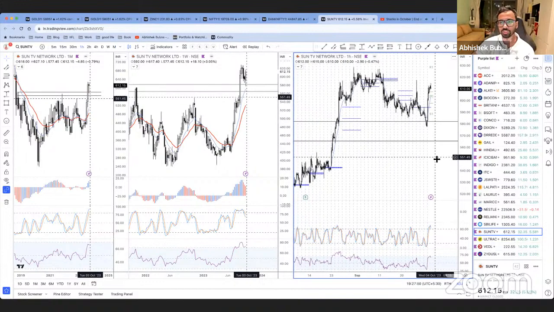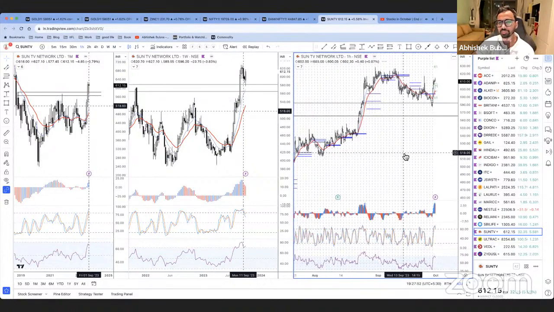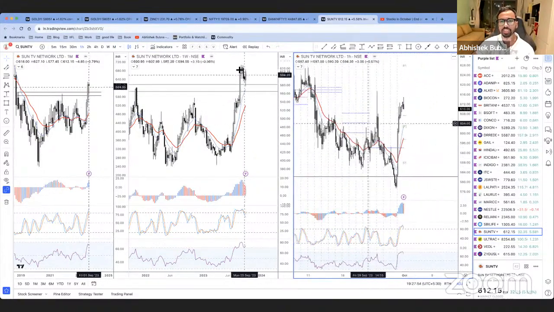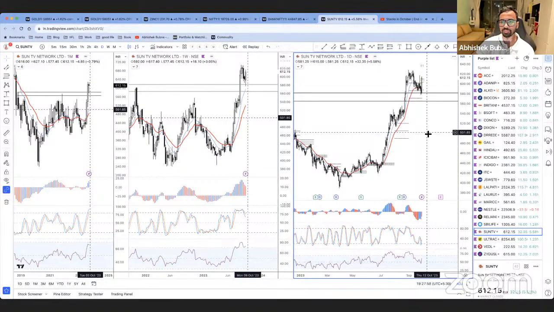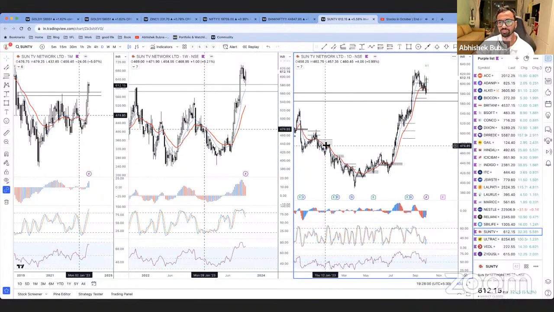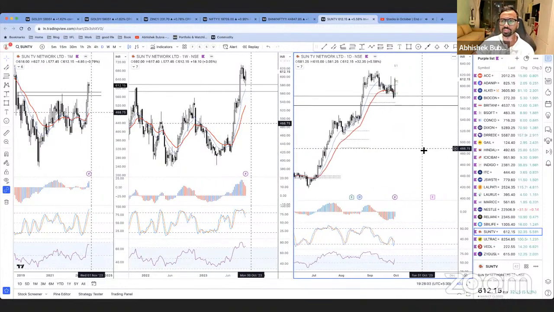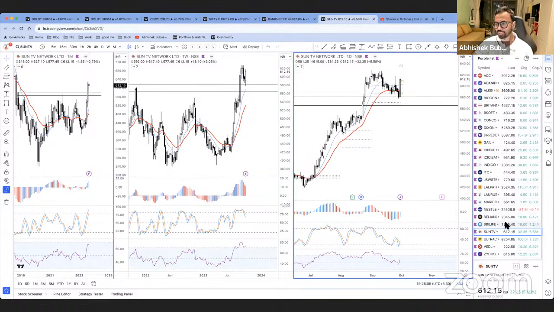Do they use this hourly CPR? Probably not the best as a stop loss. Monthly CPR, I think I would probably use monthly CPR plus buffer. I see them respecting it as well, so why not? So Sun TV will be that, and that's it.